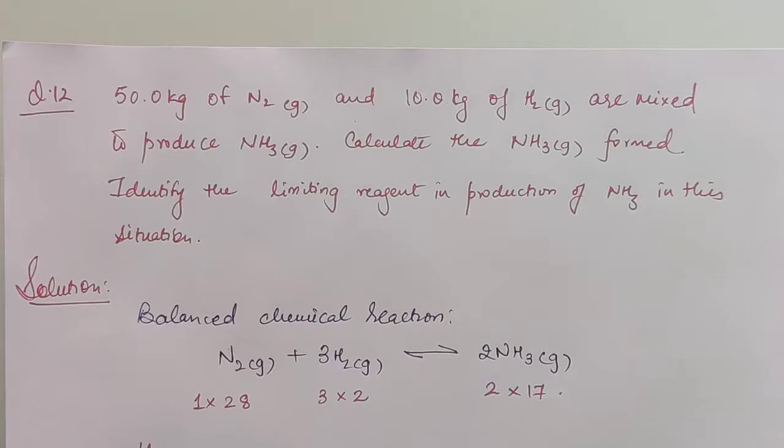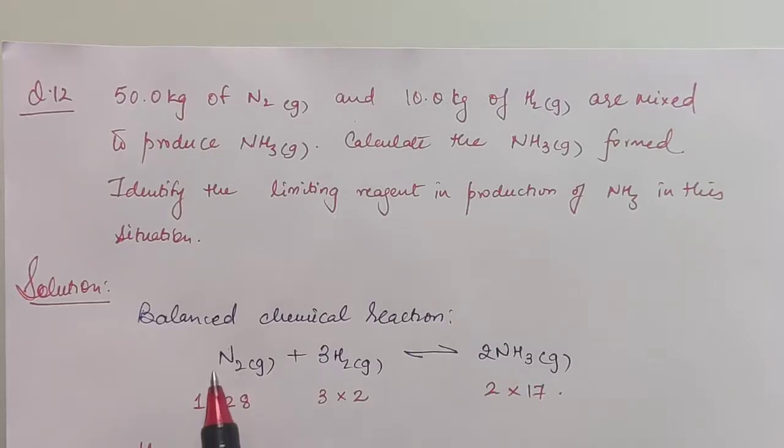Okay, so you might have seen this also while you were doing the lecture, but once again we will try to solve this. So the question says 50 kg of nitrogen and 10 kg of hydrogen gas are mixed to produce NH3 gas. Calculate the ammonia being formed and also identify the limiting reagent in the production of ammonia in this situation. So students, the first and foremost thing for the solution, as you can see, we have done is writing the balanced chemical reaction. The balanced chemical reaction goes something like this. The nitrogen N2 plus H2 gas produces NH3 gas, right? And obviously we'll have to balance them.